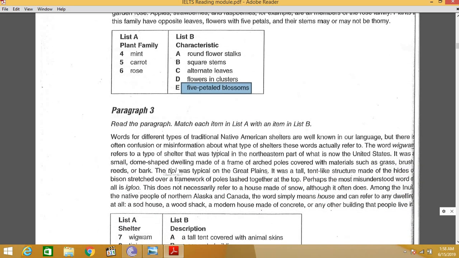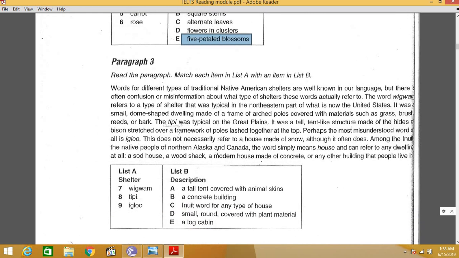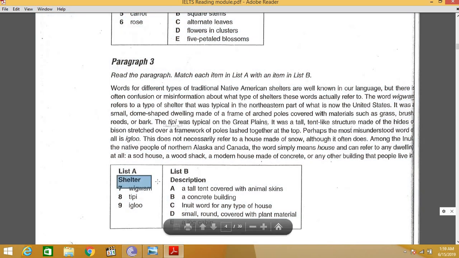Right. We move on to the next paragraph. This is also another matching. Then I'm going to again show you how to do matching without reading the paragraph. Well, we understand type of shelter here, type of shelter and its description.